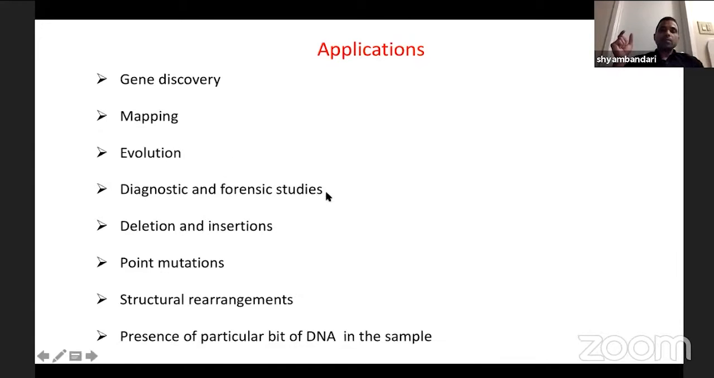Let's say you want to find a specific culprit. You can use this technique to find the culprit, because every human has different DNA fragments. So this is a technique used in forensic studies. Either you can study deletions or insertions, or you can also study point mutations. If you want to know a particular point mutation which occurred in the genome, you can find it using Southern blotting. You can also apply this for structural rearrangements, or the presence of a particular bit of DNA in the sample. So these are the basic applications of Southern blotting.